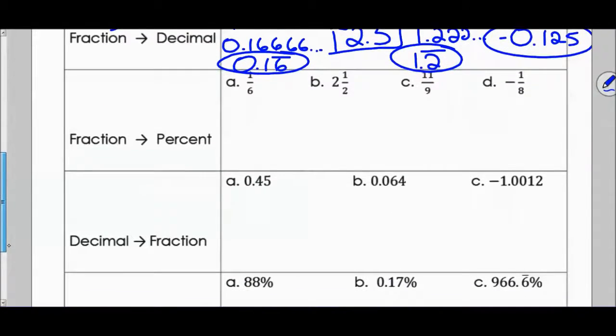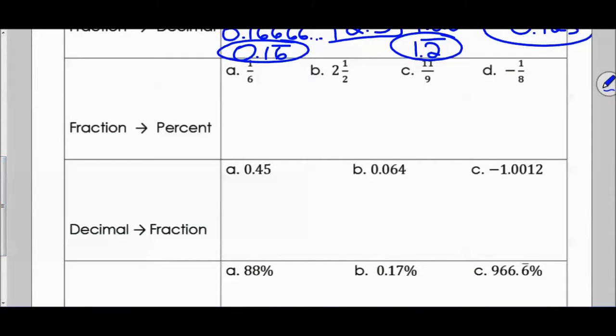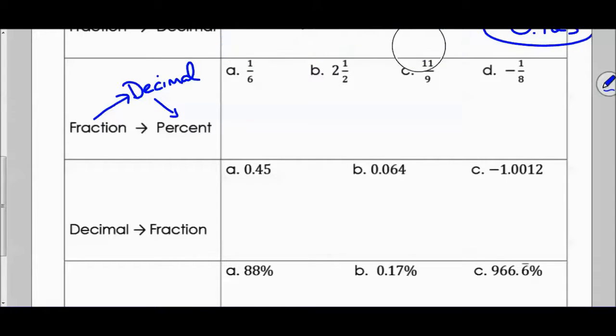Alright, the next one, fraction to percent, is going to involve us going to a decimal first. So we have to get to decimal form, and then we're going to change that into percent. We just did these, so we don't need to do those completely again. I'm just going to go straight to the decimal form. And remember, we do that with dividing.